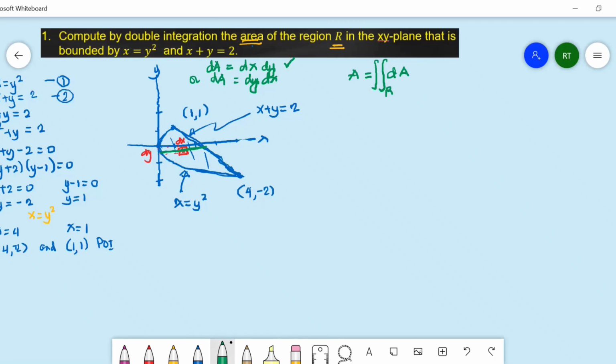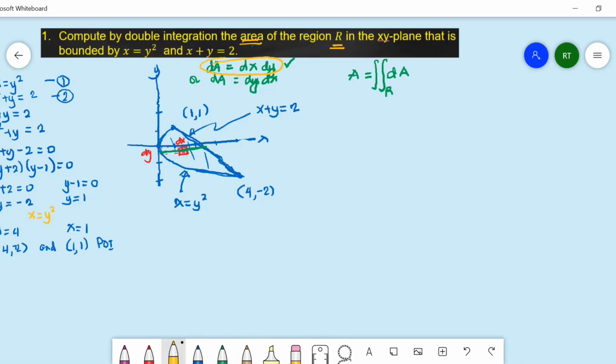And actually, this is not vertically simple, since if we draw any vertical line within the region, on the left side of the region, it is bounded by the parabola alone, but towards going right, it is bounded above by the line and below by the parabola. So it is not consistent. Hence, we will use the differential of A equals dx dy. Horizontally simple, similar to using a horizontal element.